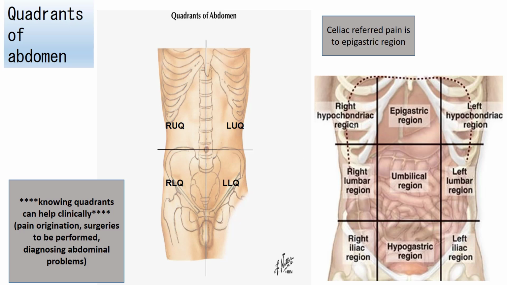We can also divide the abdomen into regions. Like this, we would actually have 9 regions. And so we would have the epigastric region, umbilical region, and hypogastric region. Then we would have the right and left hypochondriac regions, the right and left lumbar regions, and the right and left iliac regions.